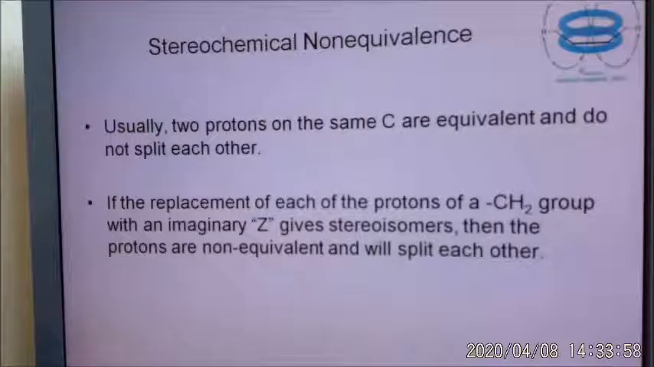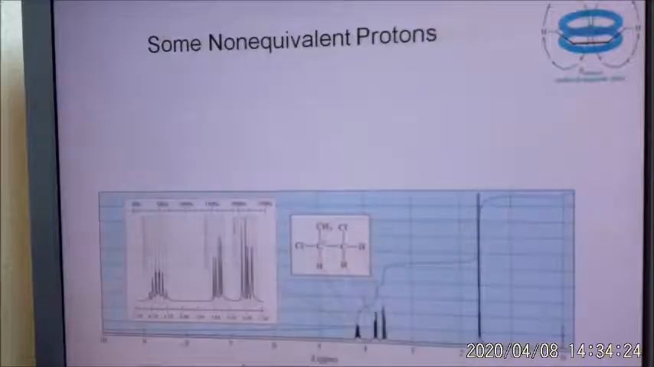Stereochemical non-equivalence. That means basically if they are on the same carbon, but they're not equivalent. If they're equivalent, they don't split each other, like the methylenes that we've been normally seeing. If you see a methylene and you put in an imaginary Z and you see that the protons are non-equivalent, they'll split each other. So they're like prochiral hydrogens.